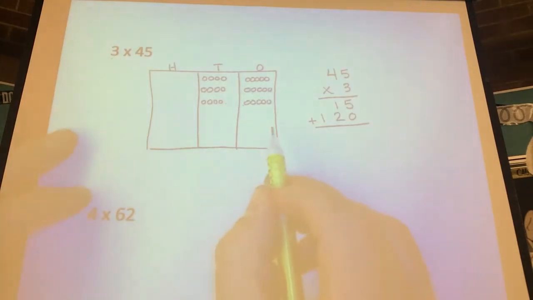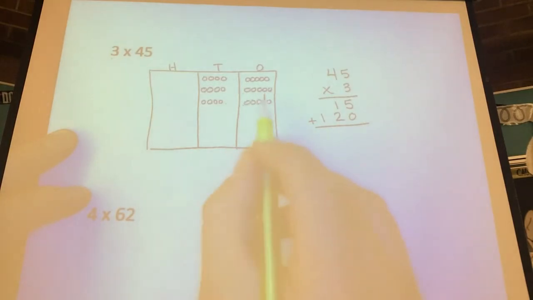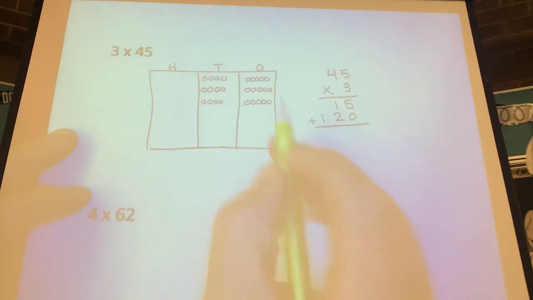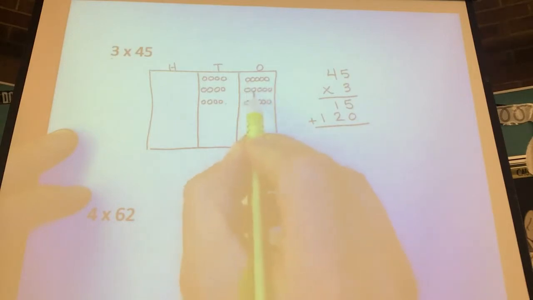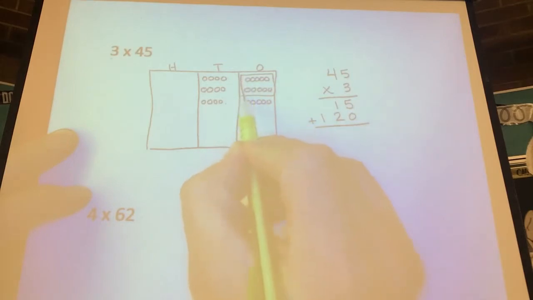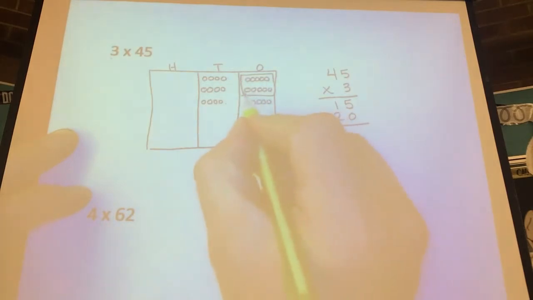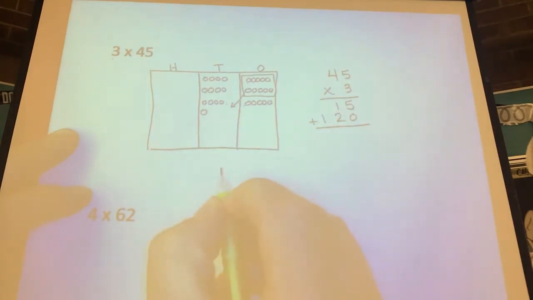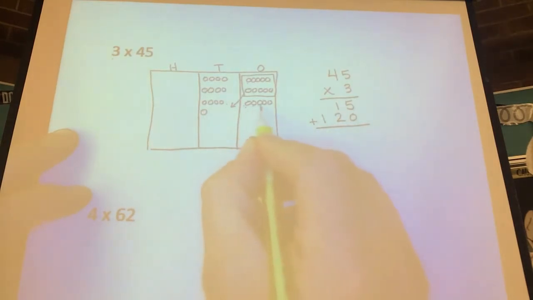We need to regroup if there are more than 10 items in each of our columns. So if we look here, we can see there's more than 10. We're going to group 10. So we have 1, 2, 3, 4, 5. I have 5 here, 6, 7, 8, 9, 10. There's one group of 10. I'm going to circle that. I'm going to move that one group over to my tens column. Put it right down there. I don't have any more groups of tens. I just have 1, 2, 3, 4, 5 left. I'm going to put my 5 down here.